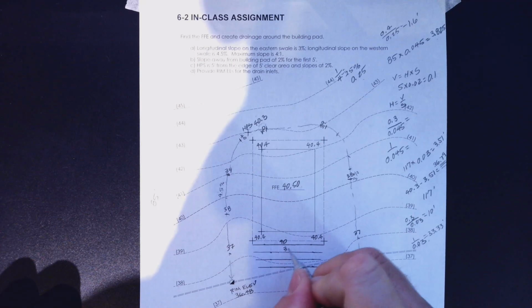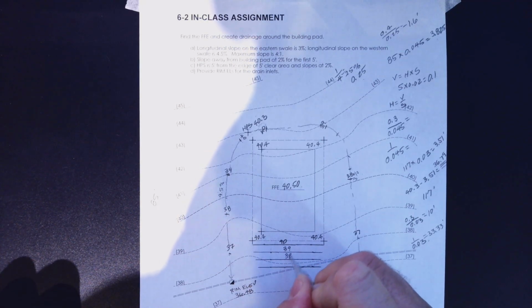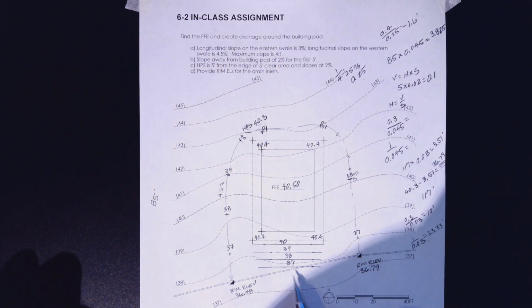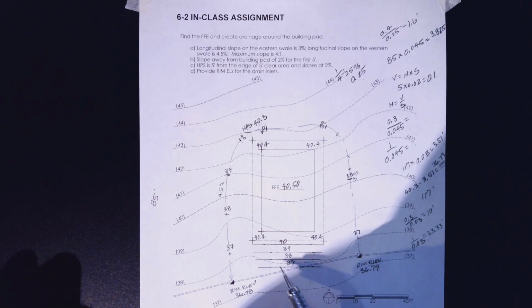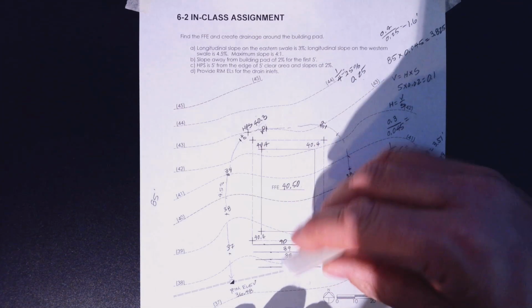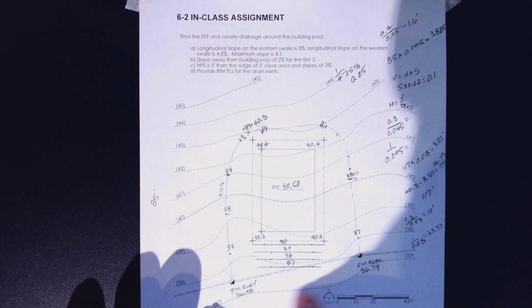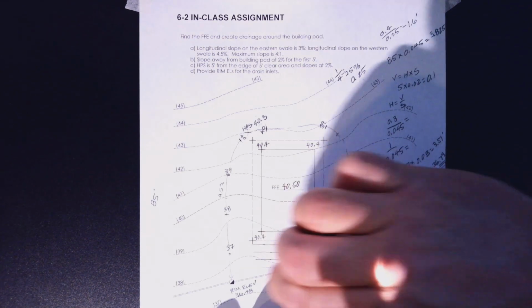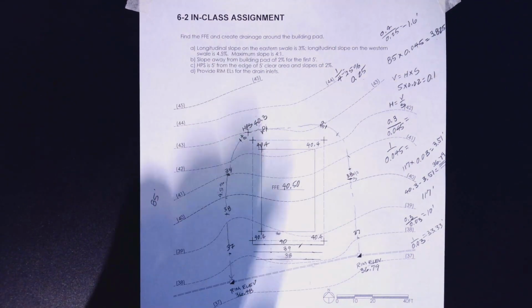40, 39, 38, 37, and then 37's here, and then another 37. That's 38. So we almost don't need the 37, do we? So we actually don't really need the 37 because 37's down here. So we don't need 37. So that's as far as we gotta go, 38.